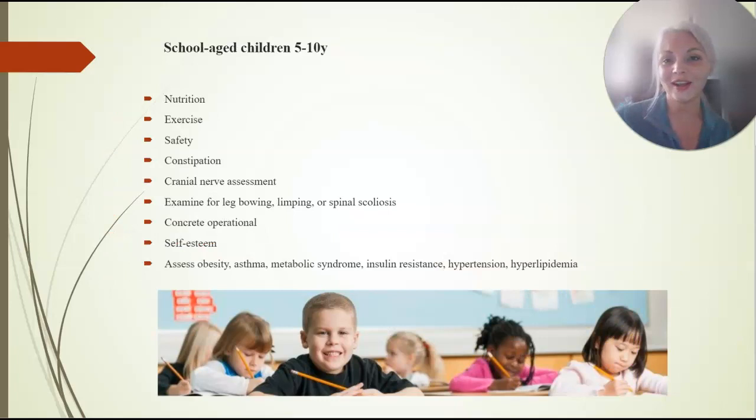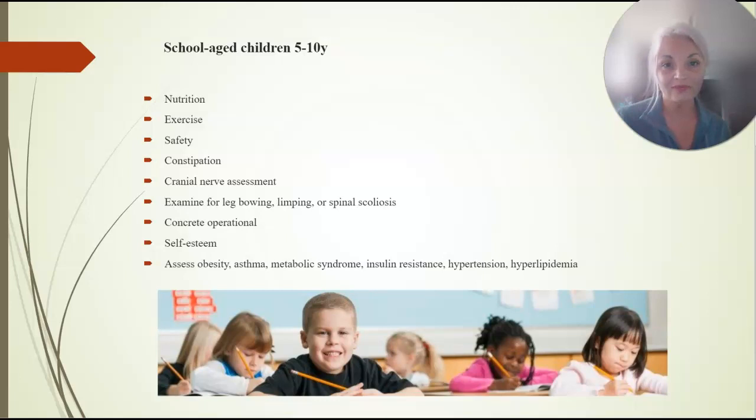School-age children, starting at about age 5 all the way up to age 10, big age group. You're going to see big differences. A lot of these kids do develop at different ages. It's really important to be able to discover those big delays. More than one stage would be definitely concerning. Nutrition and exercise are still really important to assess. Safety, injury and illness, constipation with that picky eating.